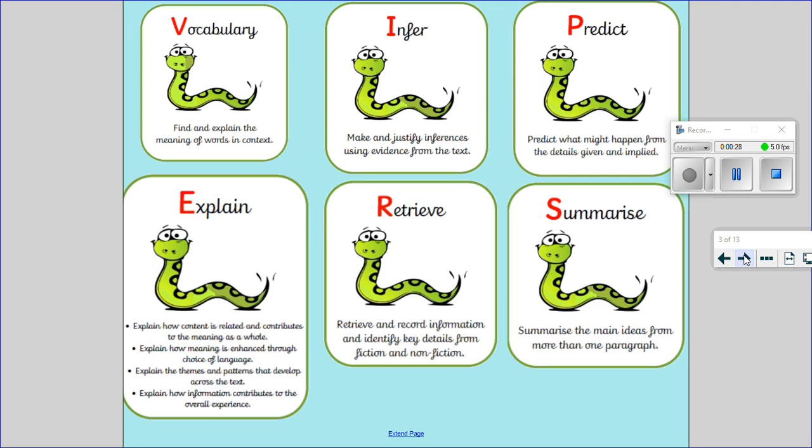So the VIPERS, a quick recap. We have V for vocabulary, I for infer, P for predict, E for explain, R for retrieve, and S for summarize. And today's focus is infer. Now, inferring is basically when we make our own conclusions of what's happened in the text based on the clues that are given to us.